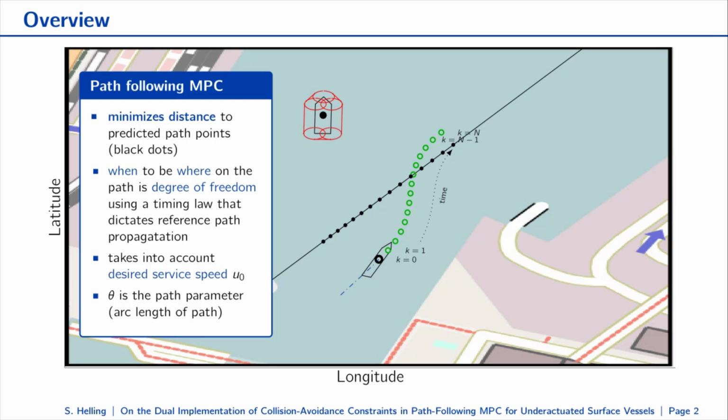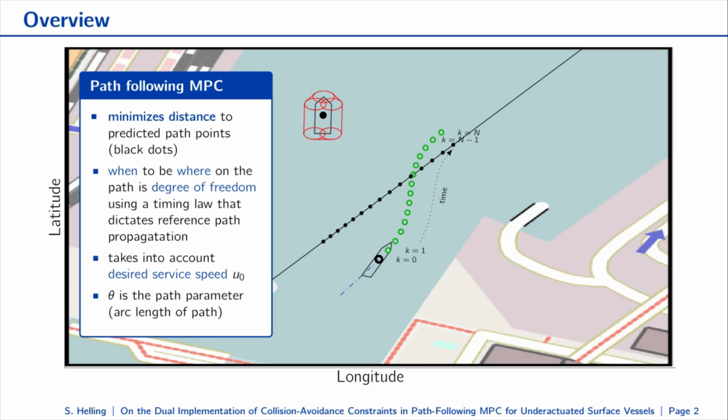This contribution is focused on path-following model predictive control, and in the background you can see a snapshot of a simulation for a path-following vessel in the Kiel Bay area. The goal of path-following model predictive control is to minimize the distance of the predicted vessel positions, which you can see in green, to the predicted reference path, which is denoted using black dots.